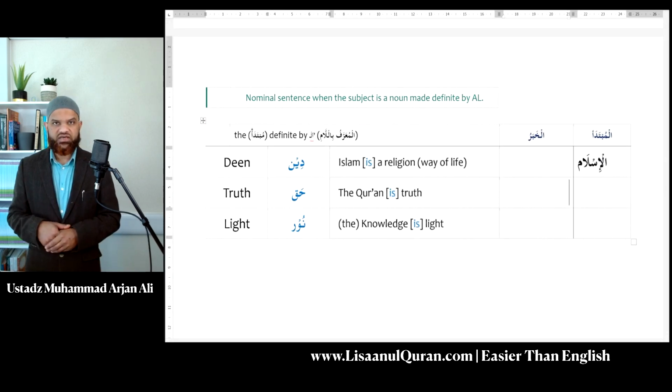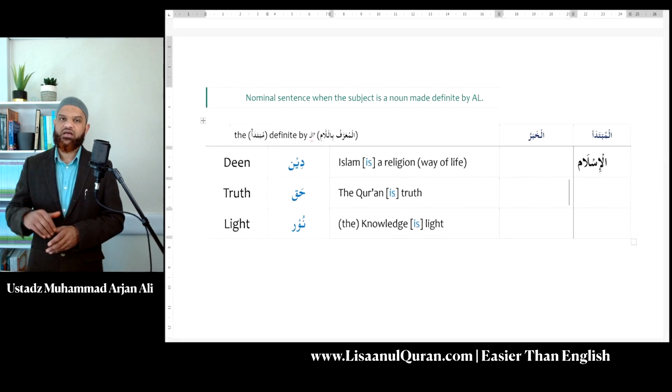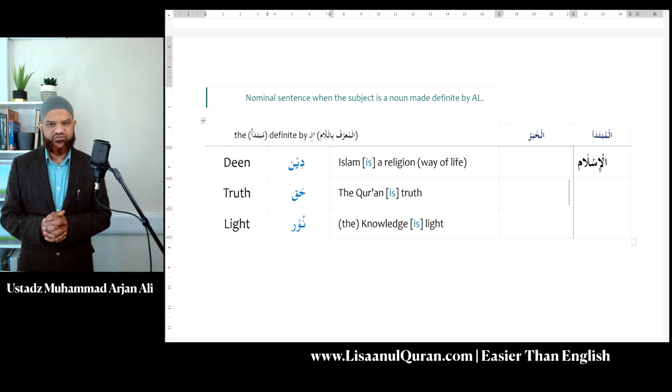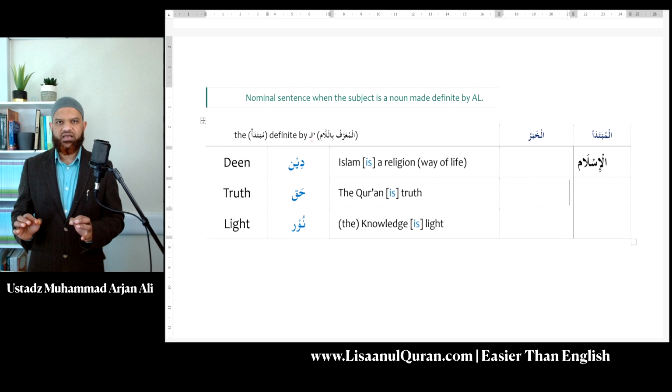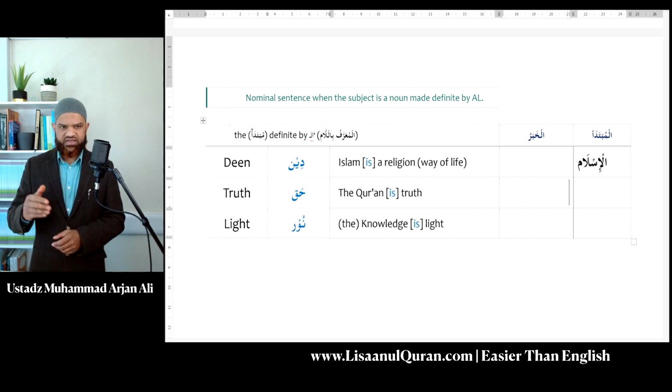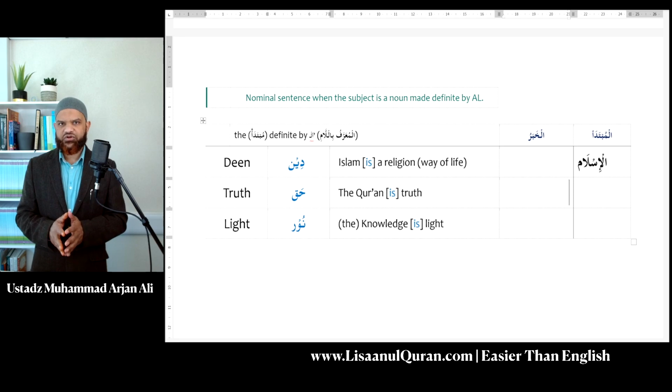Now we're going to translate some sentences where the subject needs to be definite by al. Please take a look at the English sentences here. The first one, Islam is a deen or a way of life. The Quran is truth. And the third one, the knowledge is light. All the vocabulary you need is there. You might find the word Islam difficult to spell at this stage, so I put that there also for you. So pause the video, complete the task before continuing.